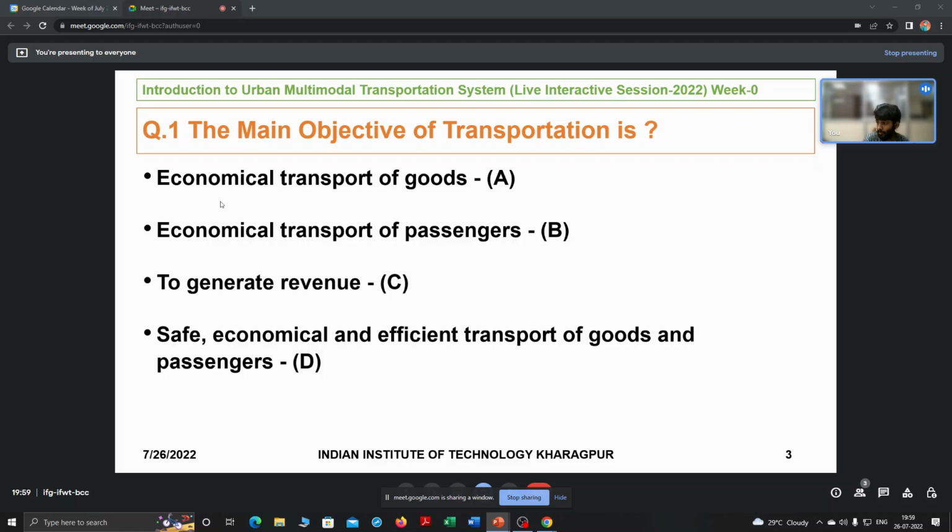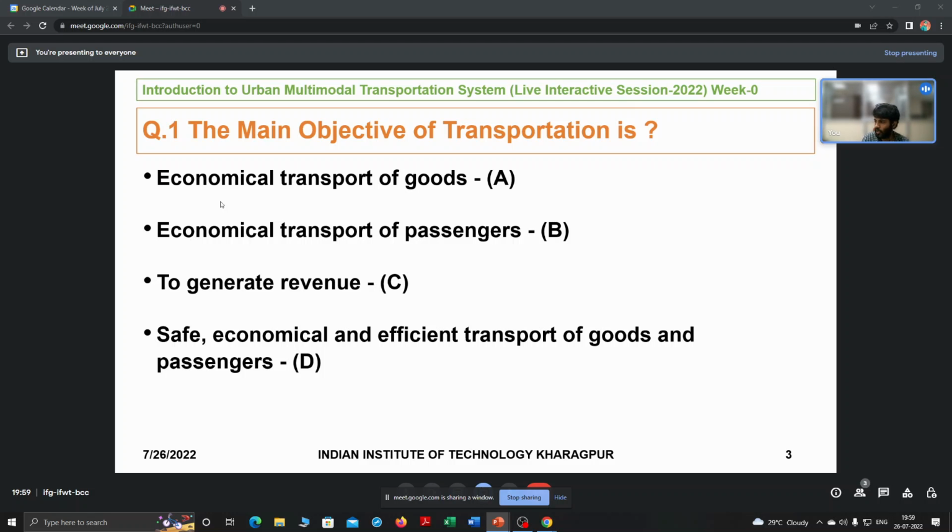So the correct answer would be the fourth one, that is option D. The objective of the transportation system is to provide safe, economical as well as efficient transport of goods as well as passengers. The transportation system is not only focused on passengers or commuters, but also on goods. It is not only people's movement but also goods movement, which is the important aspect called freight transportation systems, right?